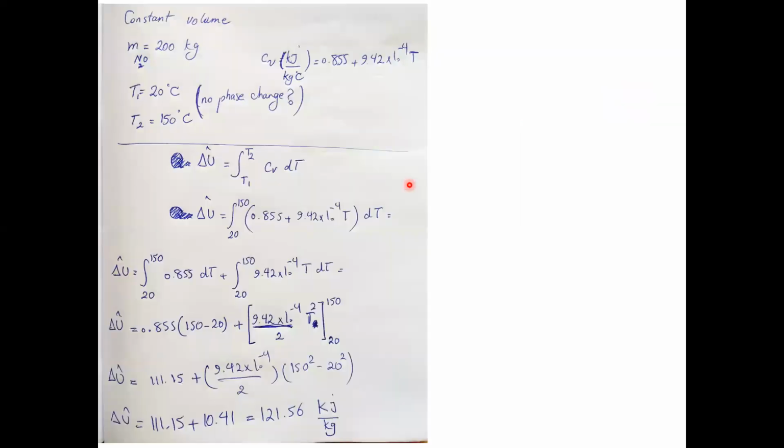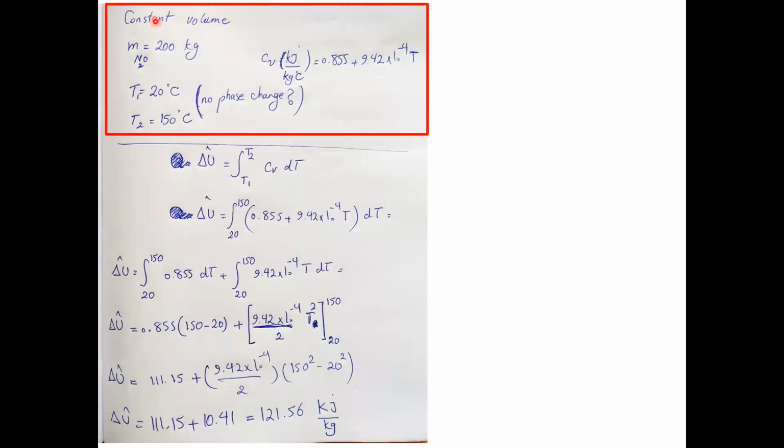So let's start how we solve it, right? We have constant volume. This is the amount of the mass you have. The starting temperature is T1, the final temperature is T2. There is no phase change. Why? I want you to consider that. And this is the Cv that is given to you by the equation.